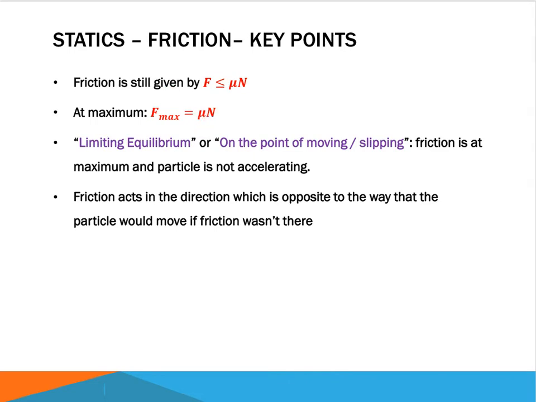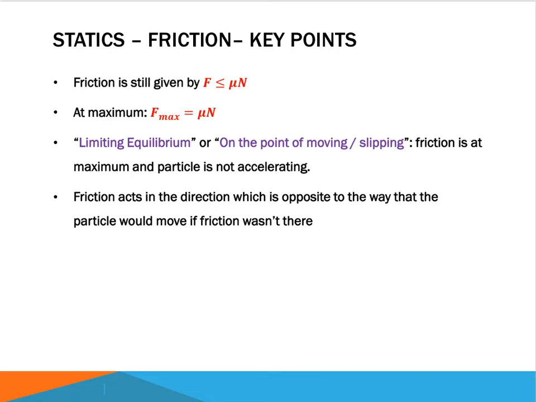The key phrases which we're looking out for now are limiting equilibrium, or on the point of moving or slipping. Both of those phrases give us the assumption that friction is at its maximum, so then we can use that calculation there, but obviously because it's still statics, it will say that the particle is not accelerating. Watching out for these phrases is really important for when you come to the exam, so that you can tell between whether it's a statics question or a dynamics question, and about friction being at its maximum.